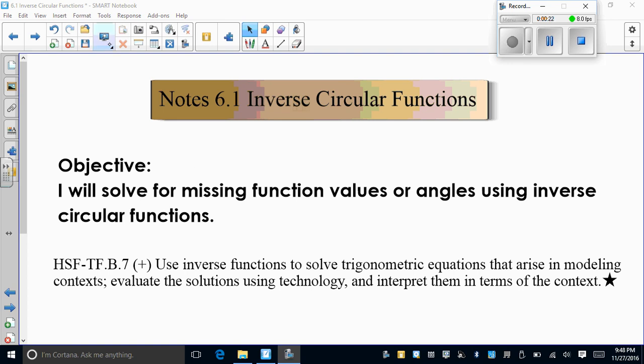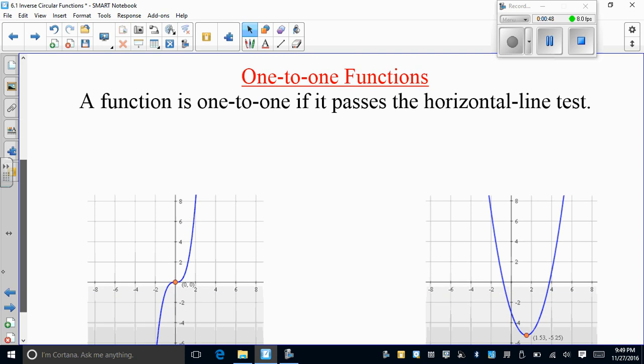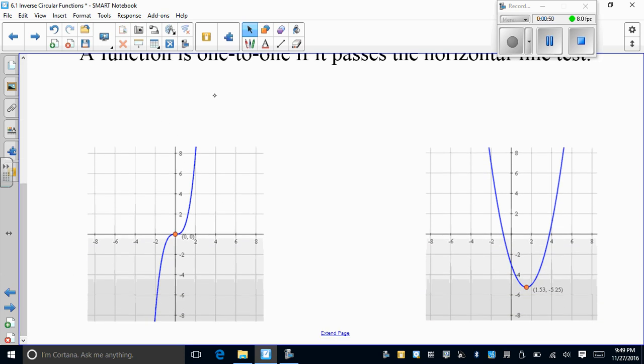Inverse functions: if a function is one-to-one, then the inverse is also a function. One-to-one functions, each x value corresponds to exactly one y value, and each y value corresponds to exactly one x value. So your x's cannot repeat, your y values cannot repeat. A function is one-to-one if it passes the horizontal line test. So this one here would be considered one-to-one, because any horizontal line only crosses the graph once.